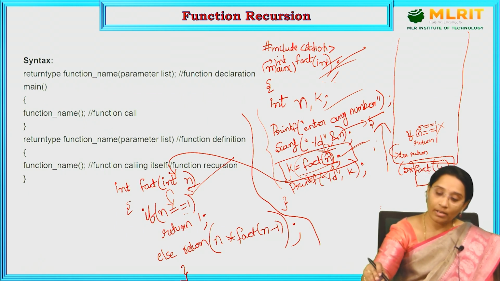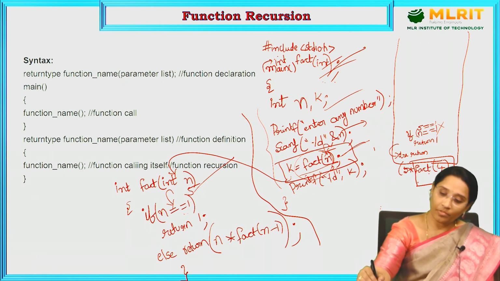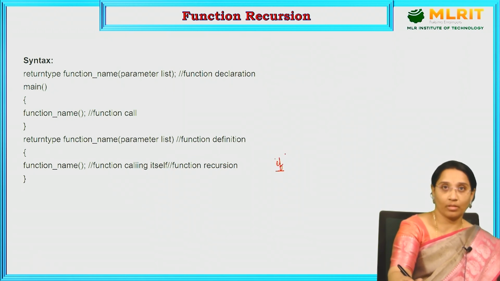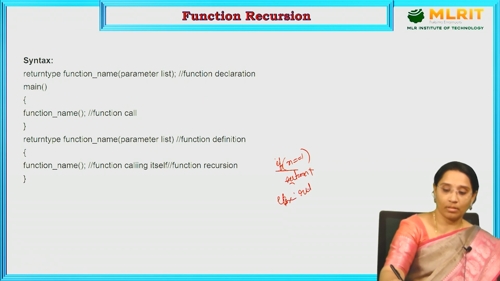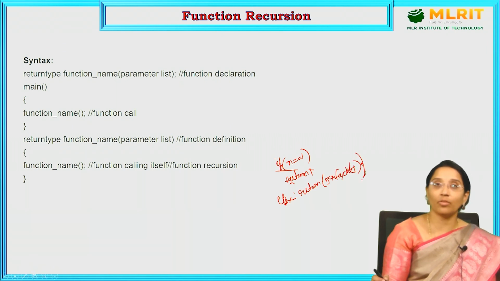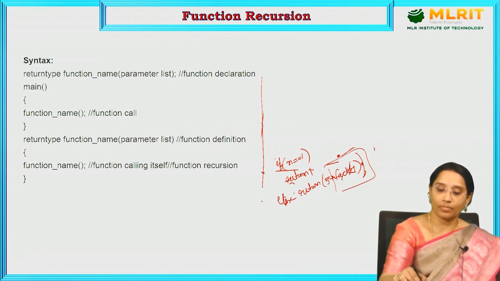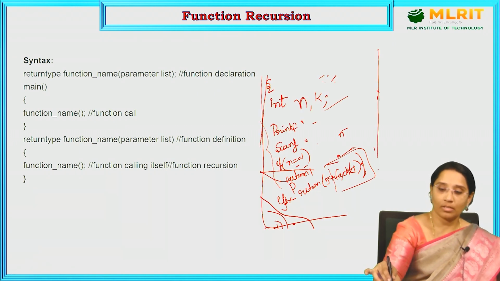Now again a function call is initiated, so again a record will be maintained here. If n equal to 1, return 1, else return 5 into fact of 4. So what is 5 into fact of 4? Again a function call is initiated, fact of 4. So this is your stack.